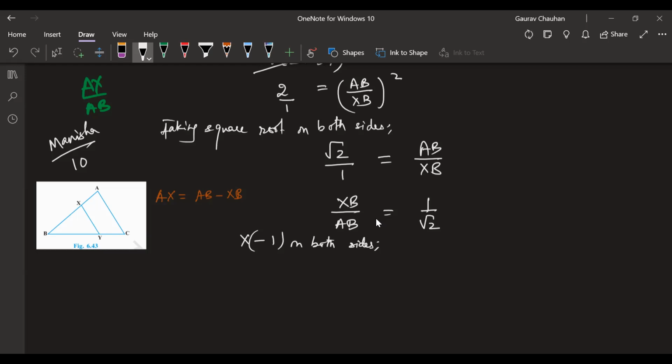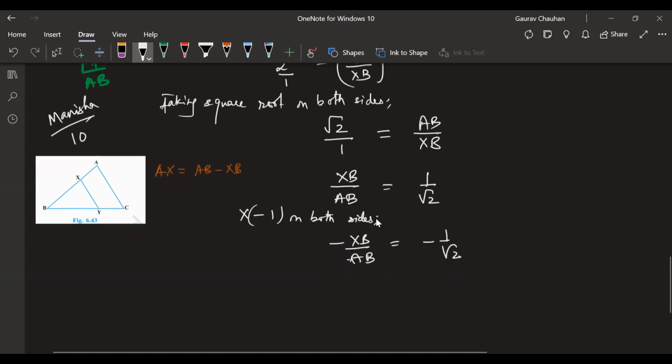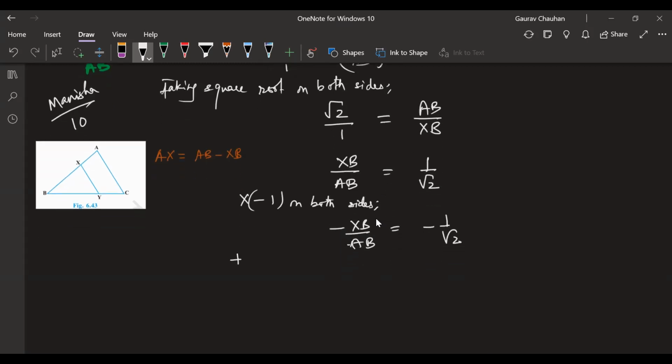That will give me minus XB by AB is equal to minus 1 by root 2. Why I'm doing this, you will come to understand in 1 minute. Then I will add 1 on both sides. I'll show you what I'm doing, adding 1 on both sides. So this gets me to a place where I have 1 minus XB by AB is equal to 1 minus 1 by root 2.